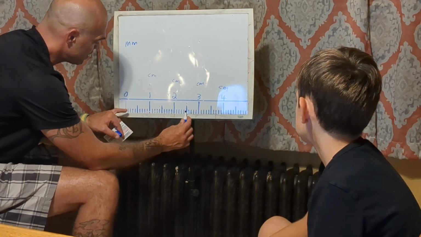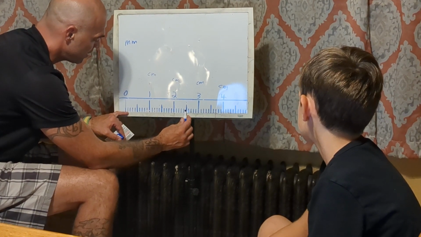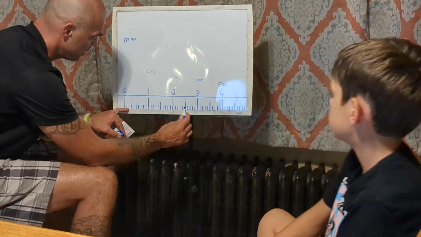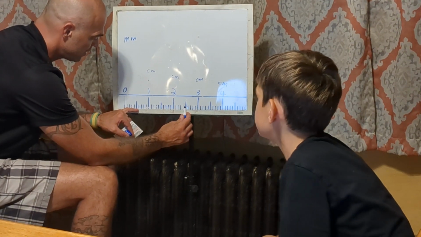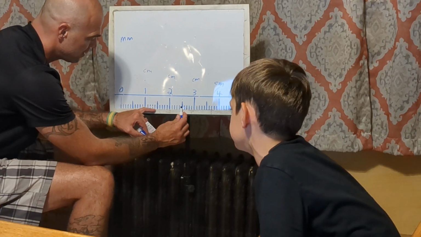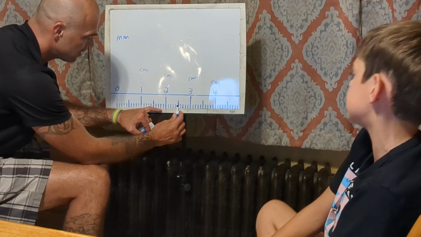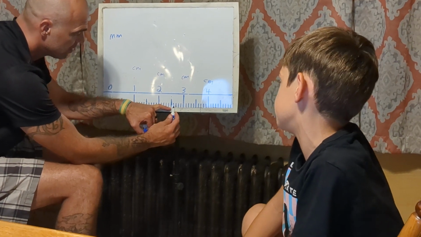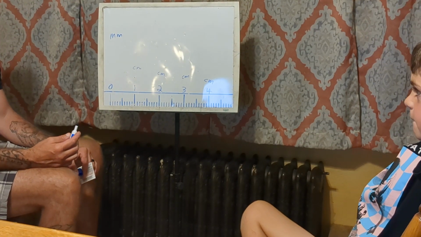Tell me out loud. Count with me. 25. It is 25, right? 1, 2, 3, 4, 5, 6, 7, 8, 9, 10, 11, 12, 13, 14, 15, 16, 17, 18, 19, 20, 21, 22, 23, 24, 25. Now that took a long time, didn't it?